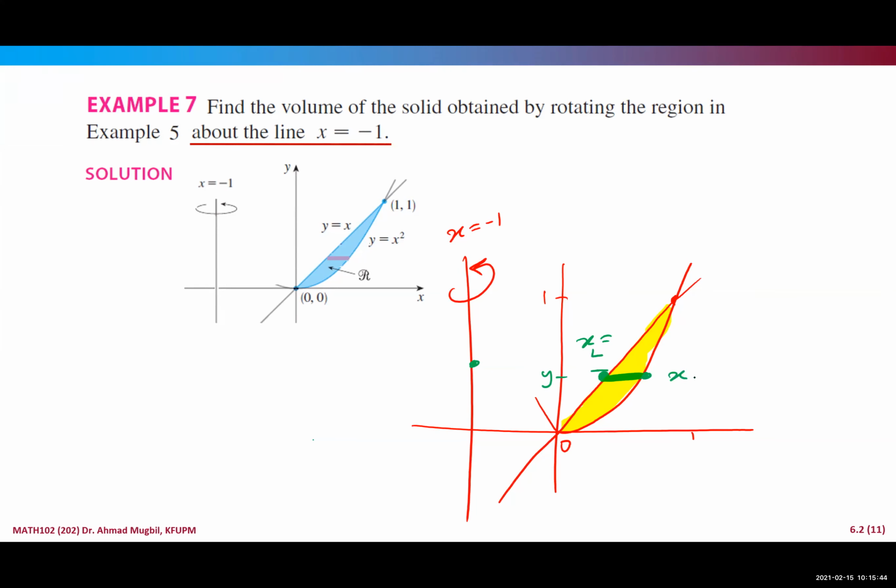You have y equals x squared. So x is what? X is the square root of y, because x is here. This is the second step, the curves in terms of x and y. Here we will have, of course, y.